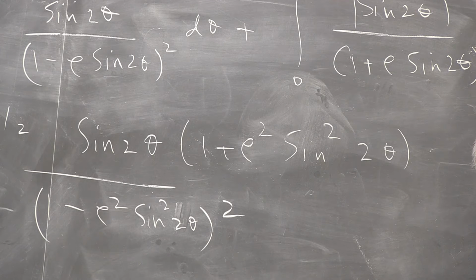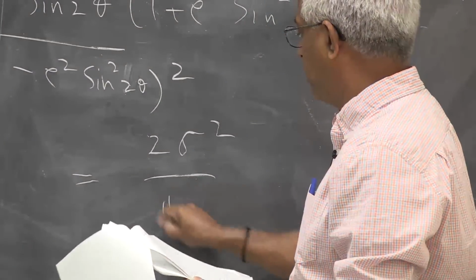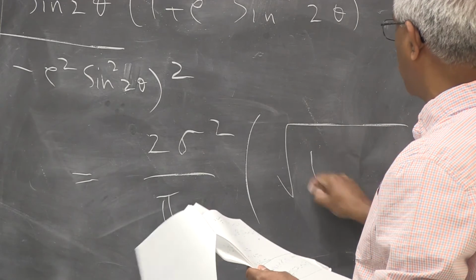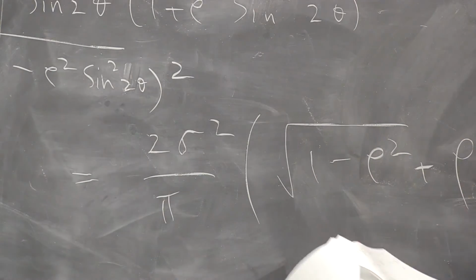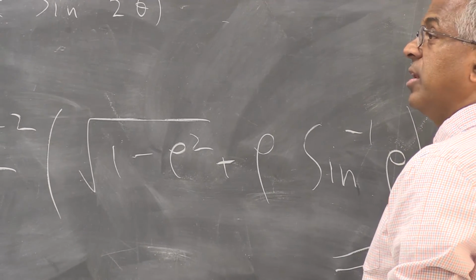And I'm just going to write down the final answer. When everything is simplified, this turns out to be 2 sigma squared over pi multiplied by square root of 1 minus rho squared. So I'll write it down. So this is 2 sigma squared over pi multiplied by square root of 1 minus rho squared plus rho sine inverse rho. So this itself is an interesting result.